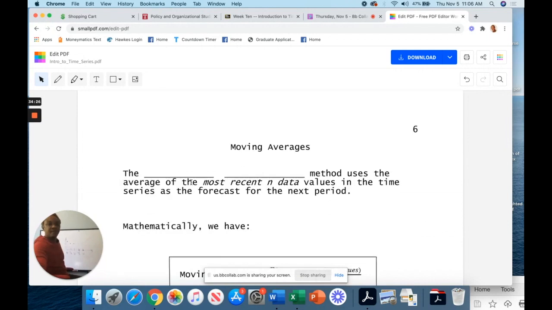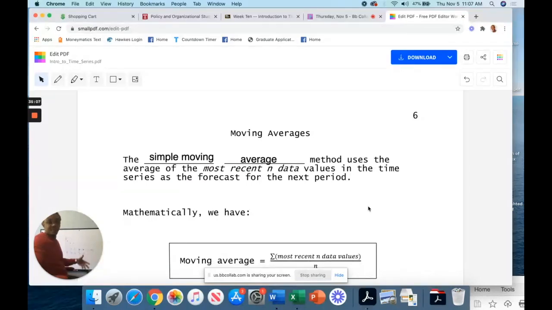Now, let's go to the next page. We're going to look at the simple moving average method. It uses the average of the most recent n data values as the forecast for the next period, or as a starting point for the next series period.